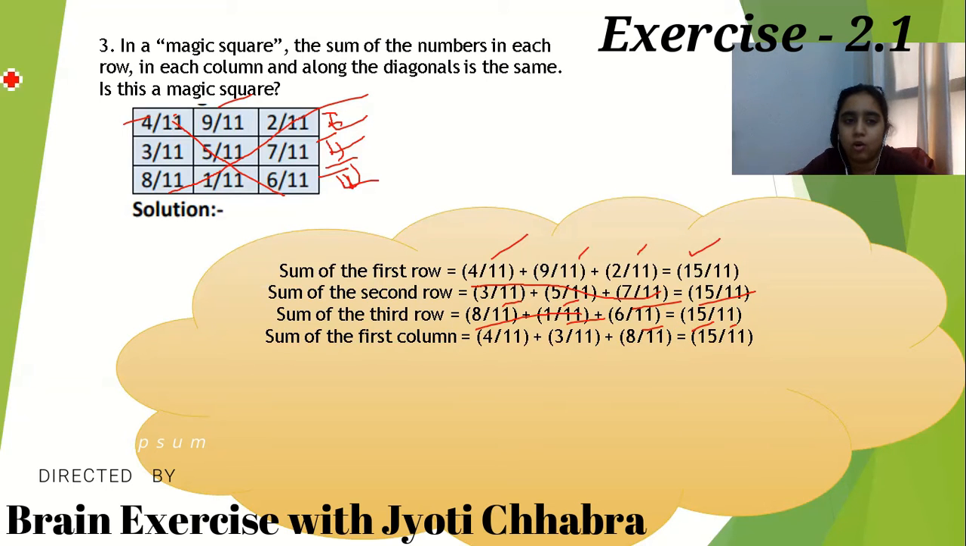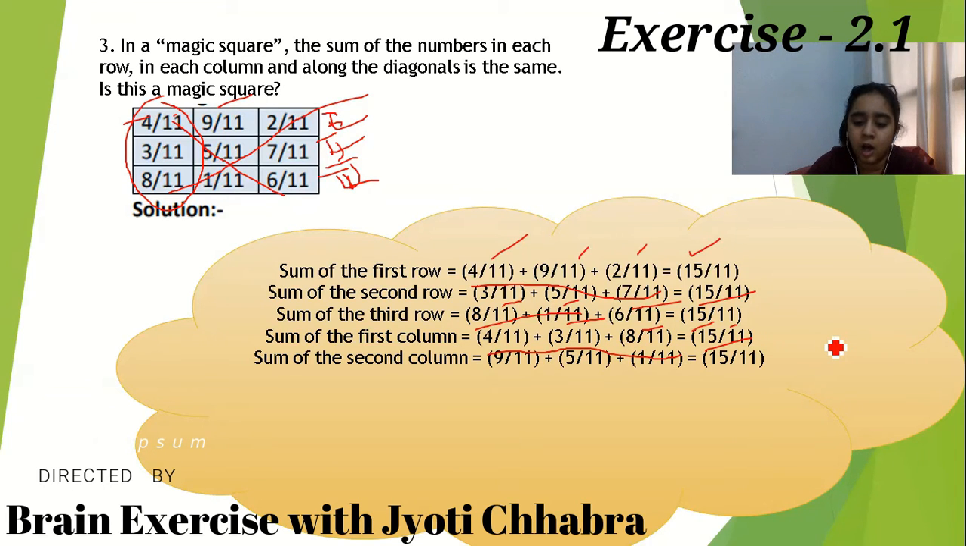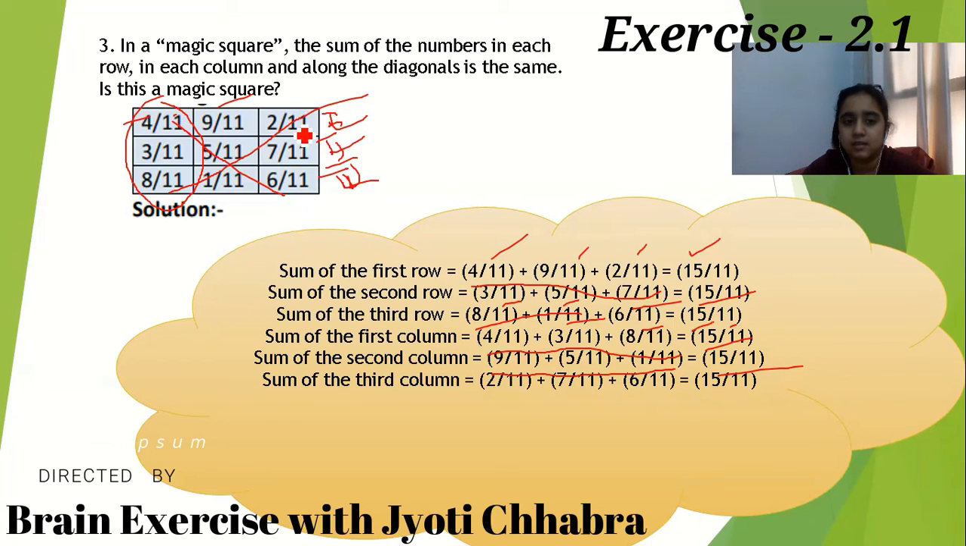Now we will add the columns. Here the first column, the vertical line is called the column, is 4 upon 11, 3 upon 11 and 8 upon 11. When we add these three numbers, we will get the answer 15 upon 11. Now we will add the second column, that is 9 upon 11, 5 upon 11 and 1 upon 11. When we add these three numbers, we will get the answer 15 upon 11. Now the third column, that is 2 upon 11, 7 upon 11 and 6 upon 11. When we add these three numbers, we will get the answer 15 upon 11.